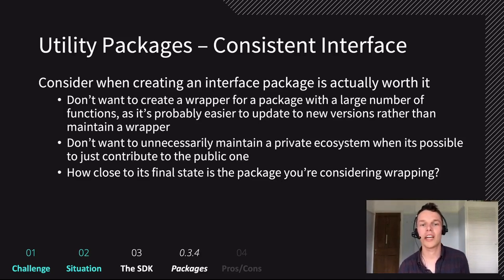You also don't want to create a wrapper for a package that has a huge number of functions. If it's going to be easier just to update to new versions rather than update your wrapper, then do that. And also just think how close to its final state is the package that you're considering writing an interface for. If it's basically there, then just work with the package and use that. And any small requests you can just submit as issues or pull requests yourself to that package. If it's very, very new and is going to change a lot, then you may want to consider wrapping it for the sake of stability in your project.